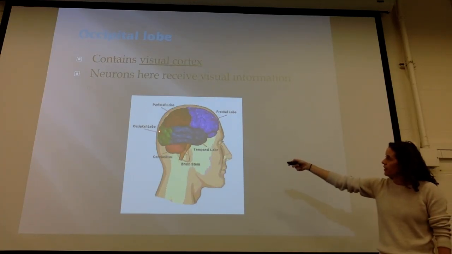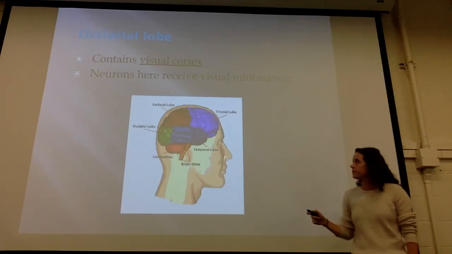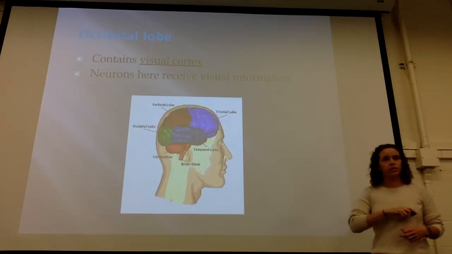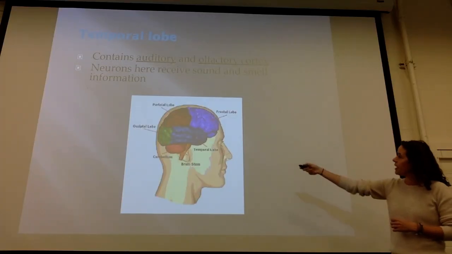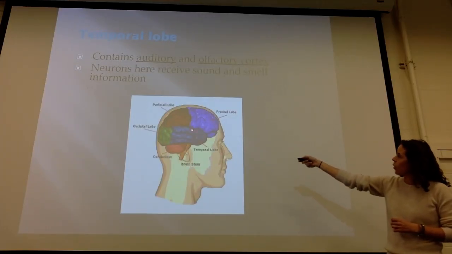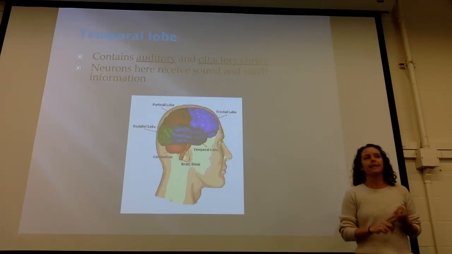Occipital lobe in the back, this is our visual cortex. Everything that we see lands in the occipital lobe. And then temporal lobe, this is where our auditory and olfactory information lands. Auditory is hearing, olfactory is smell.